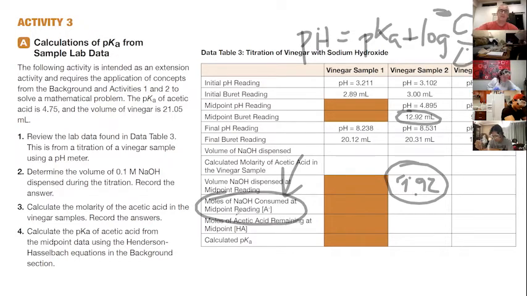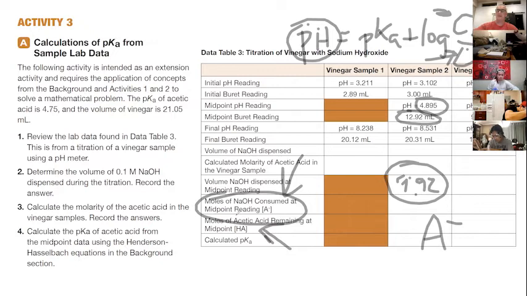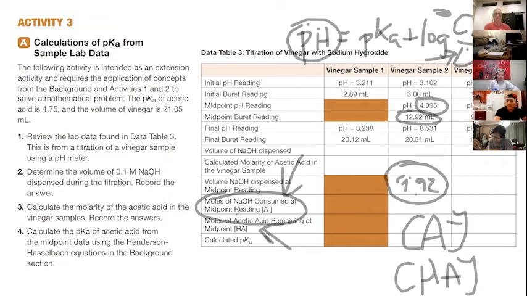Whatever is remaining from your initial amount, that's the number of moles of acetic acid. Figure out what that is. It gives you what the pH at the midpoint was. The pH at the midpoint was 4.895. And so the concentration of A minus and HA should be pretty similar, pretty close, not exactly the same. So this term should be pretty small, and your pKa should be fairly close to 4.895.